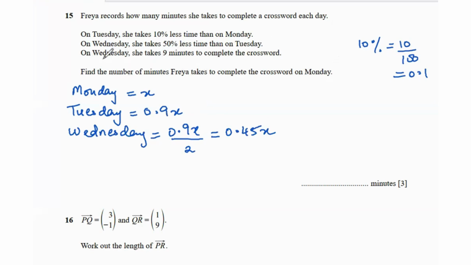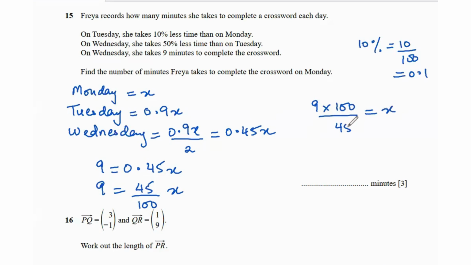So they gave us the time for Wednesday, which is 9 minutes. So 9 equals 0.5x basically. So we know 0.5 is basically 45 over 100. We're just rewriting the decimal as a fraction. So 9 times 100 over 45 equals x. 9 ones are 9, 9 fives are 45. 100 divided by 5 is 20. So she takes 20 minutes to complete the crossword on Monday.